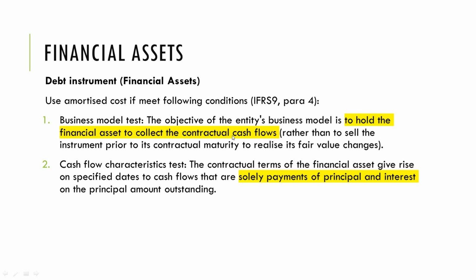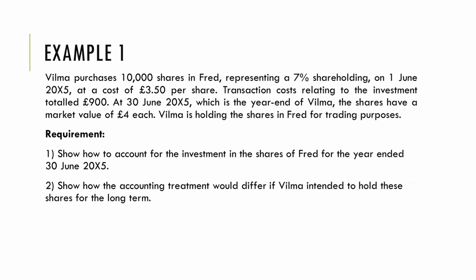Okay, so this test is what we call the business model test. Another criterion is the cash flow characteristic test, whereby at the end of the period, we want to earn the principal as well as the interest outstanding. Why do we wait until the maturity date? Because we want to get back the money that we have invested earlier. So this is the debt instrument for the financial assets.